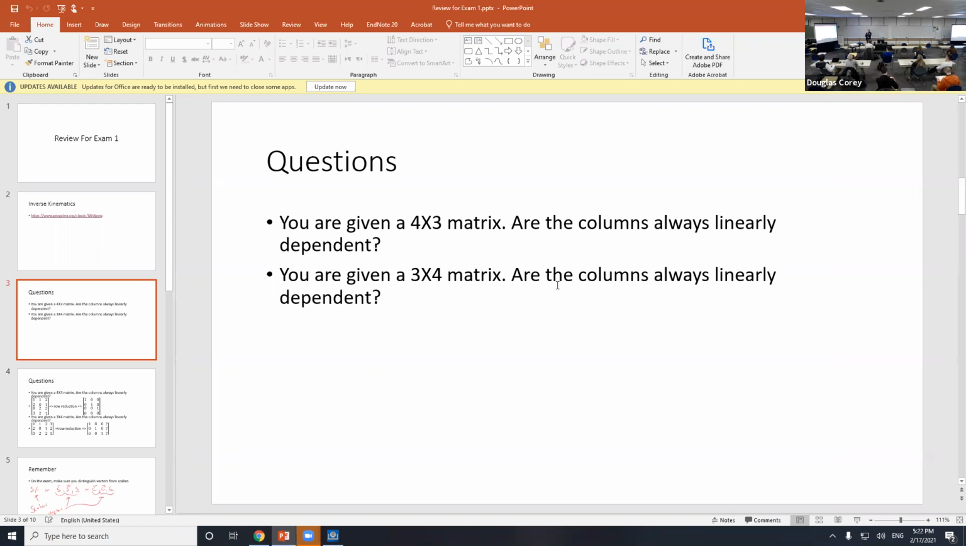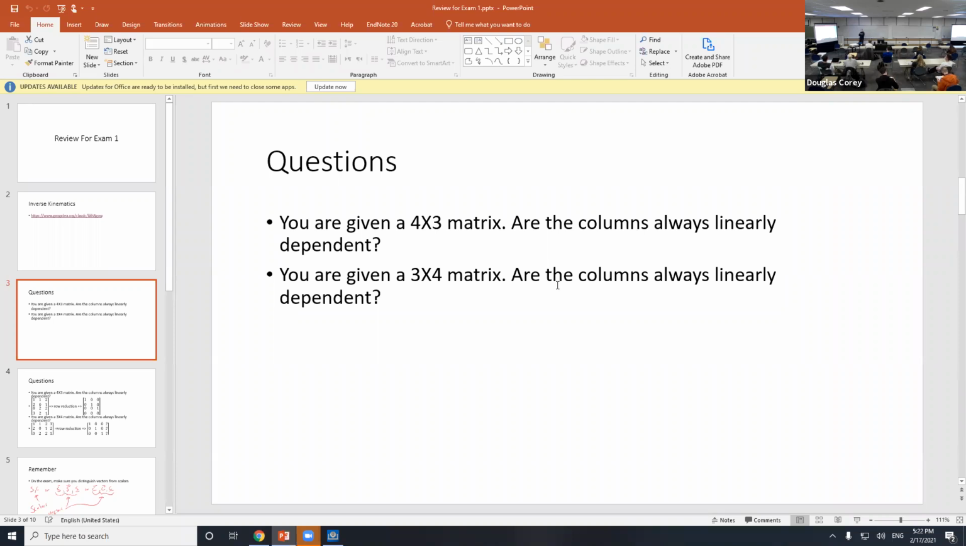Given a 3x4 matrix, where the columns are always linearly dependent. So if you're saying yes, the thumbs up. If we're not sure, so some situations could be dependent, some could be independent, go sideways. If they're always linearly independent, thumbs down. So show me your thumbs. Okay, lots of thumbs up, good job.